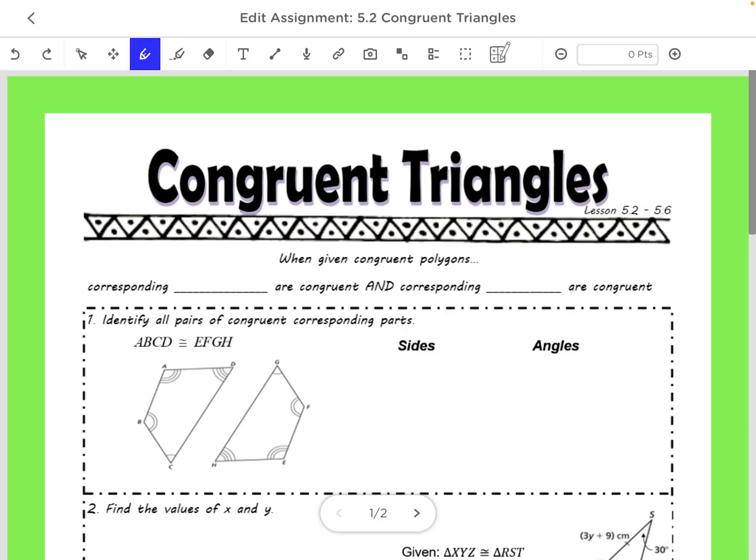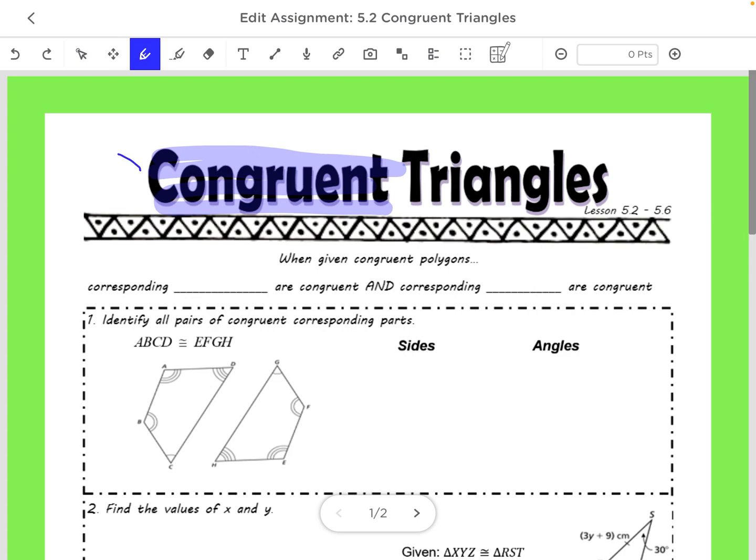Okay, welcome back, kiddos. Now we are going to move on to our next section, next notes in Unit 5. So this is going to be 5.2. We're going to talk about congruent triangles. Okay, so what does congruent mean?